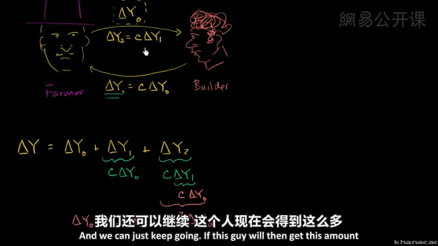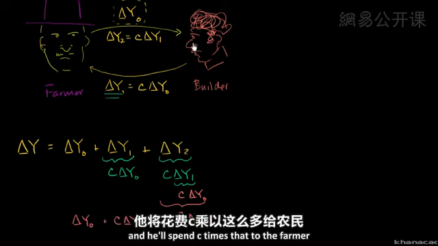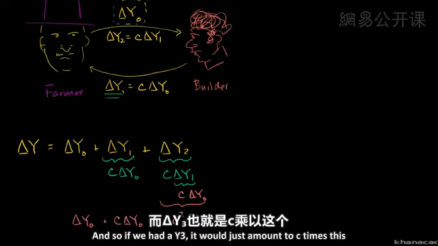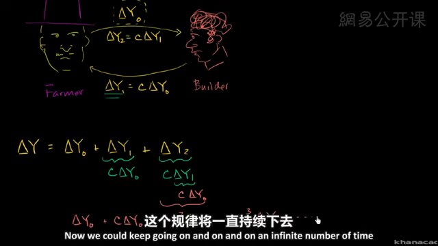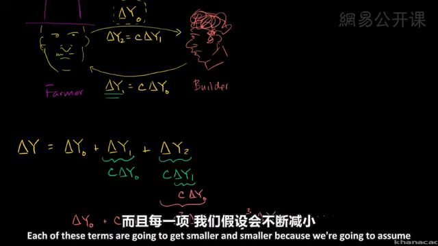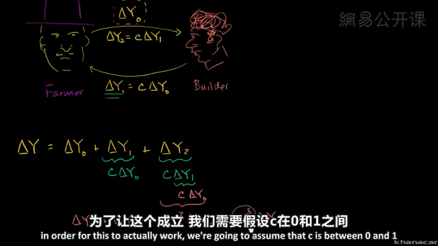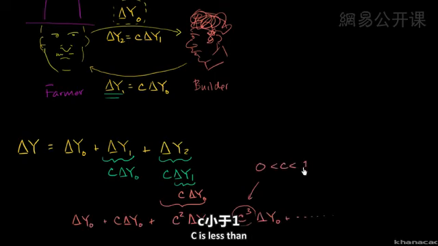If this guy will then get this amount, he'll spend C times that to the farmer. And so if we had a Y3, it would just amount to C times this, which would be C to the third times delta Y naught. And we could keep going on and on and on an infinite number of times. But each of these terms is going to get smaller and smaller because, in order for this to actually work, we're going to assume that C is between 0 and 1. C is less than 1.